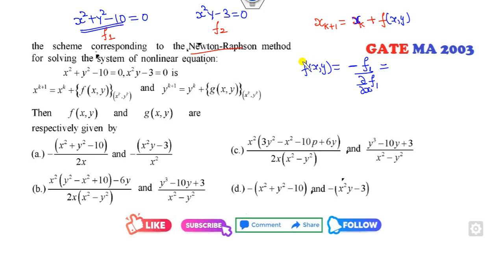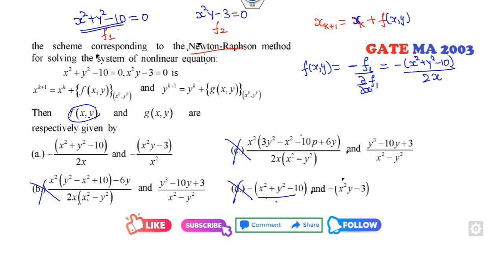So what is minus f1? Minus x square plus y square minus 10, divided by the partial derivative of f1 with respect to x, which is 2x. So that's the right answer. So this option is cancelled because the first one is f, divided by 2x is not there, divided by something else, and you can see this is matched. Since all the other options cancel, the right answer is here.